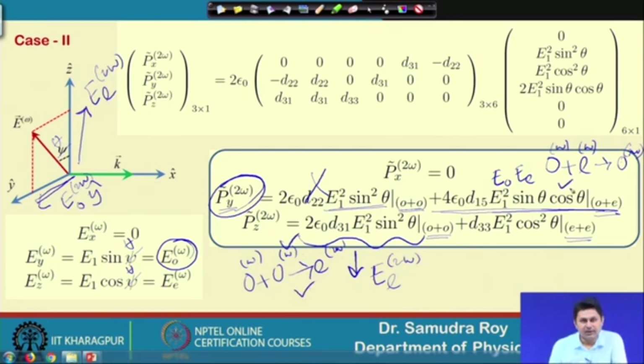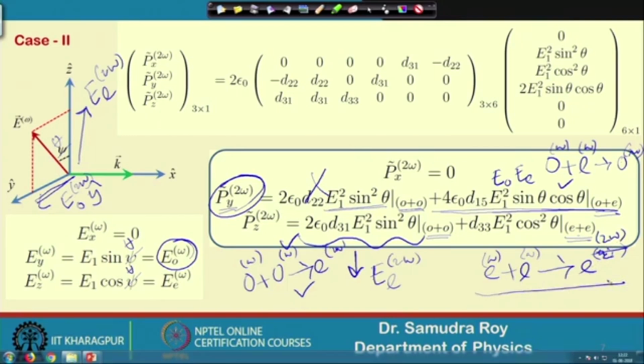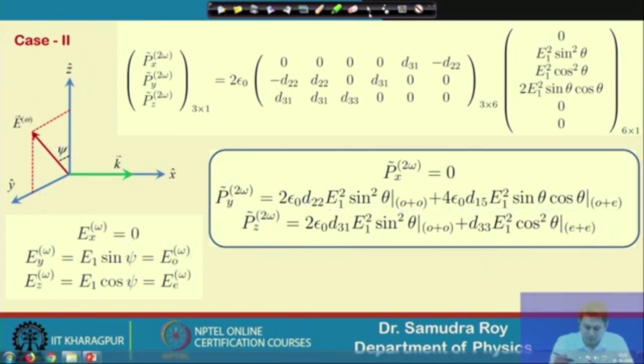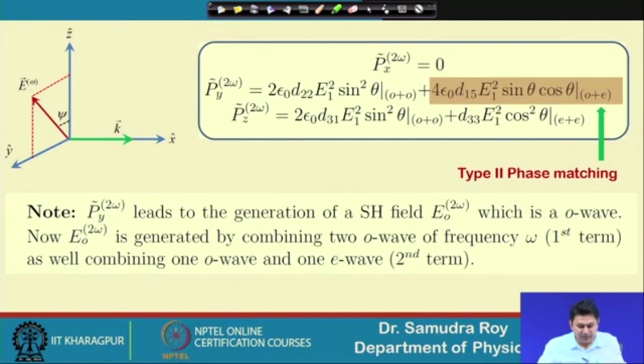What about the last term? Last term again 2 extraordinary wave is going to generate P z, P z is going to generate an extraordinary wave. So, extraordinary 2 wave leads to one extraordinary wave of 2 omega. So, omega is going to generate 2 of omega. So, again it is violating, because the condition is not valid. So, once we know these components carefully, then we can readily find out what is going on.